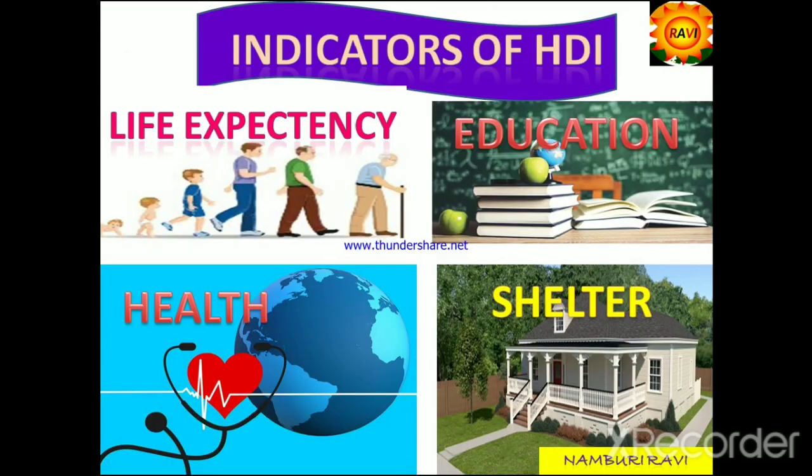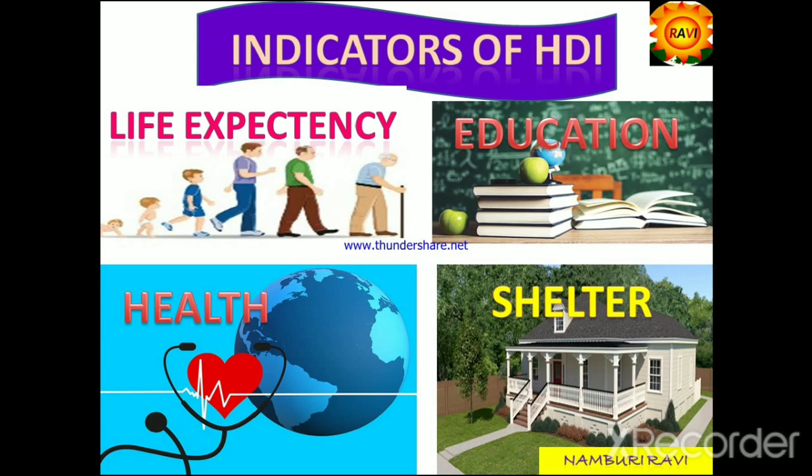Once again we can see the indicators of the Human Development Index. One is life expectancy, which means the number of years living. Then second is education. If a person is educated, then automatically his life expectancy will improve because he knows what to do and what not to do. Then third one is health facilities.